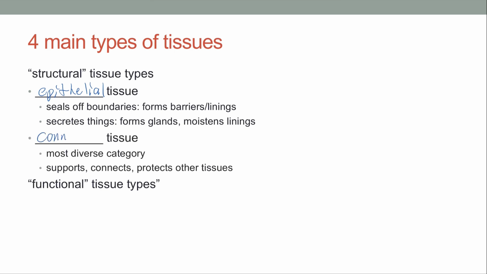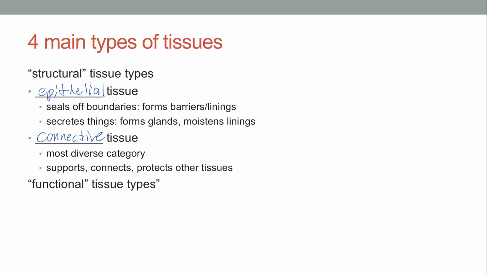Connective tissue, on the other hand, is a very diverse category of tissues that can't really be said to do the same thing everywhere and always. But the general theme is that connective tissues support, connect, and or protect other tissues.